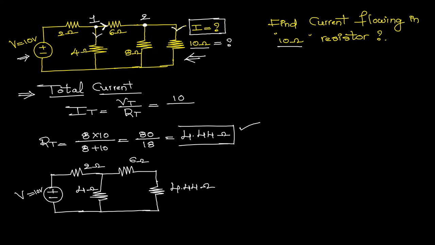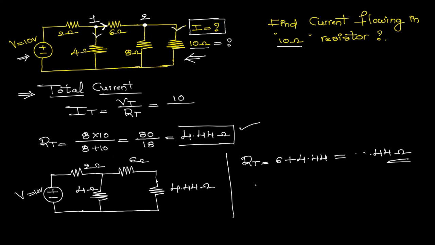Now after completion of this, see, 6 ohms and 4.44 ohms are both connected in series. Now how to find the resultant of these two? So 6 ohms and 4.44 ohms are connected in series, which means we can directly add these two values. So you get 10.44 ohms as the resultant value of the series connection of 6 and 4.44.